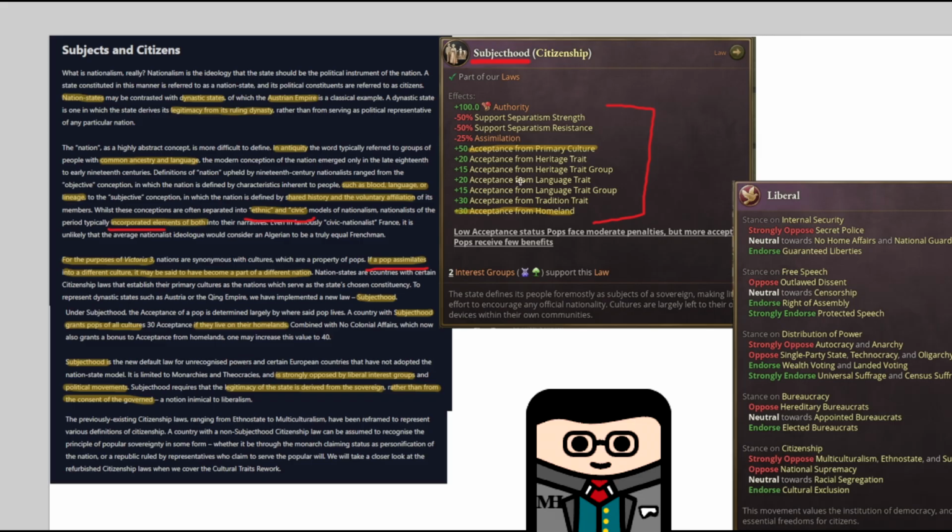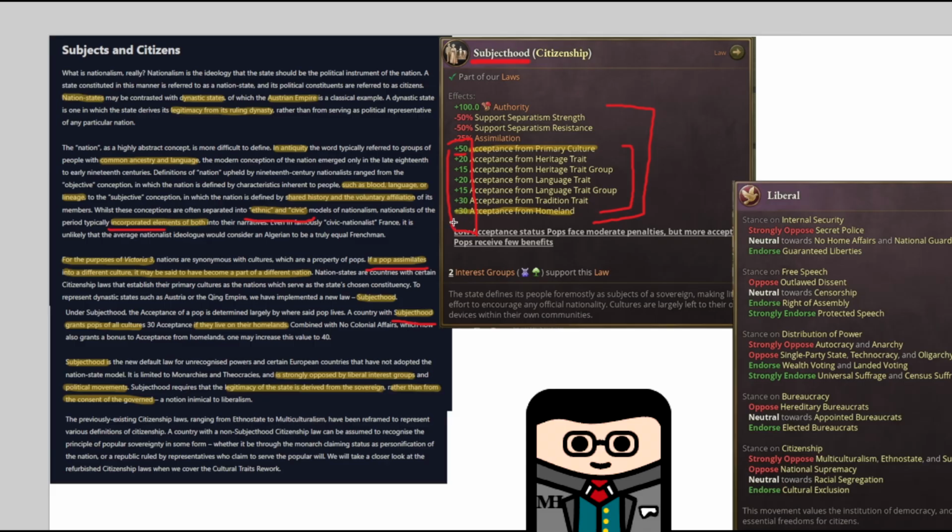So one case being subjecthood, there's other laws that change these modifiers around a lot based on the different traits that your culture has. So some are more common to more people than others. How they're trying to model things, like for Austria, is that subjecthood creates a very close acceptance level to the primary culture. As you can see, primary culture here in subjecthood is accepted at +50.